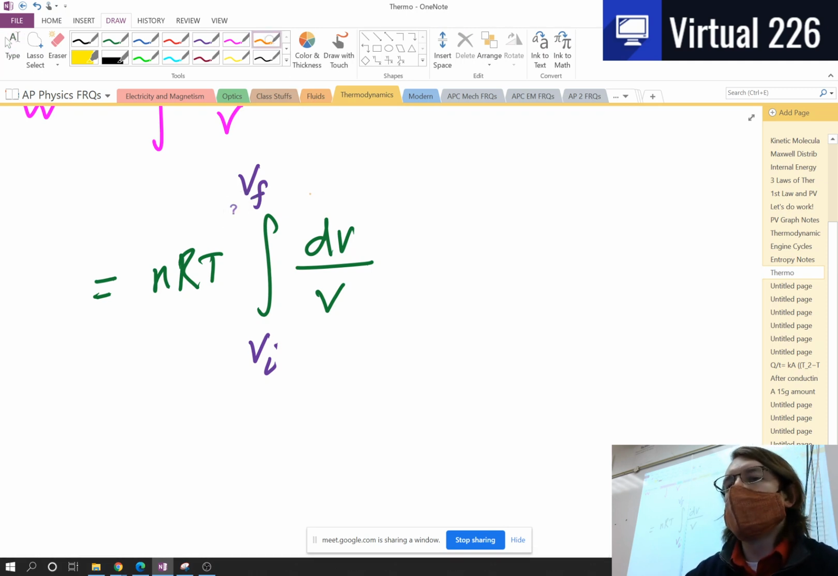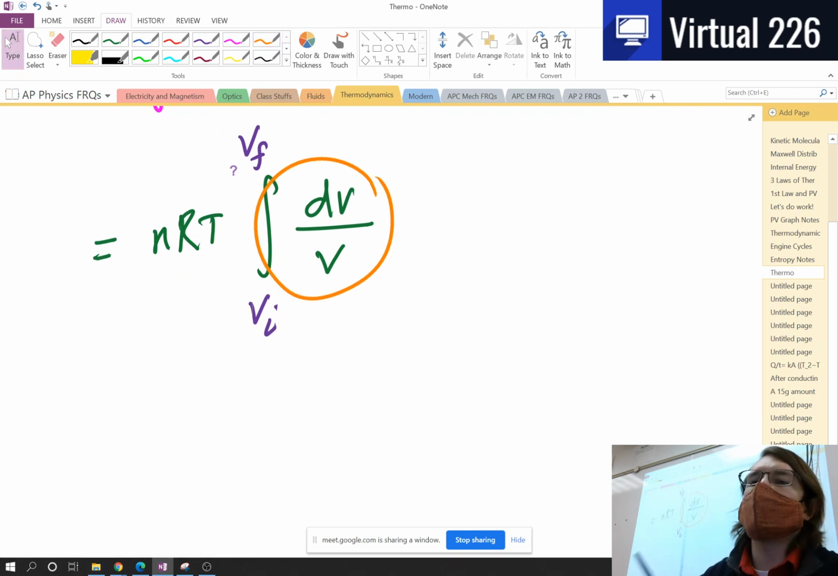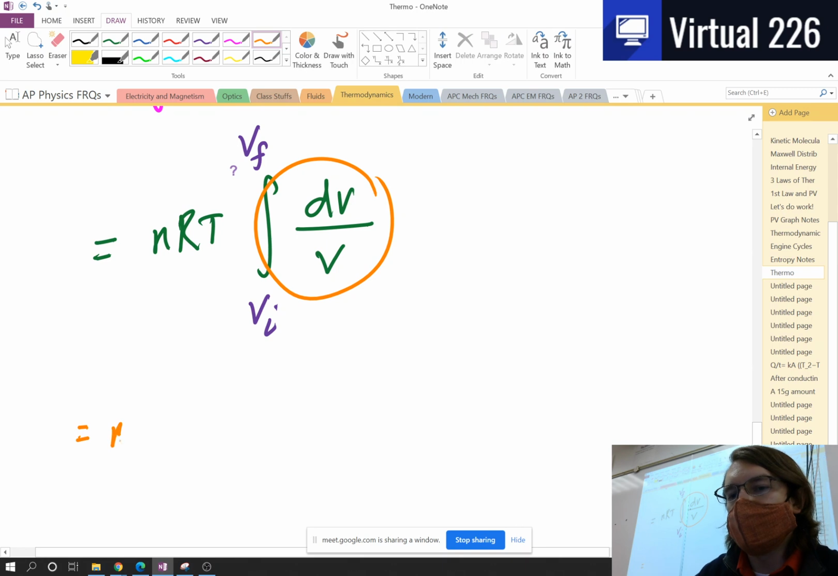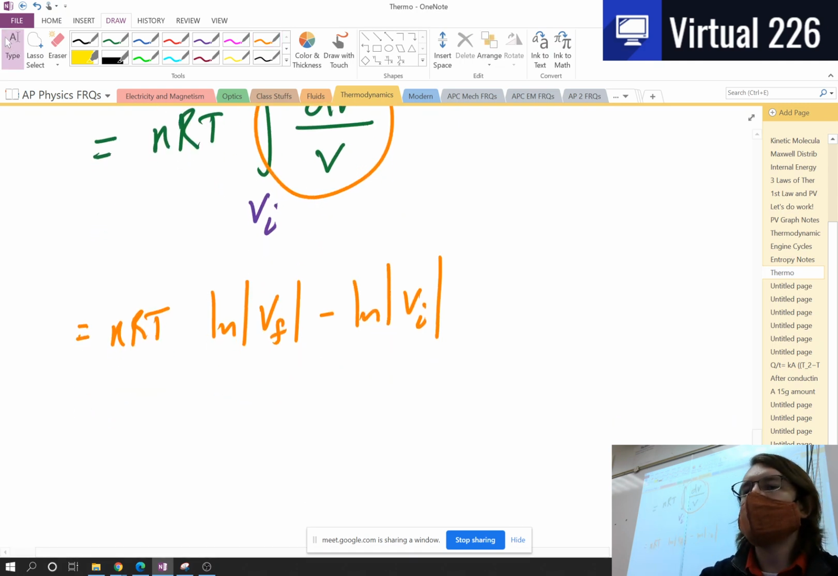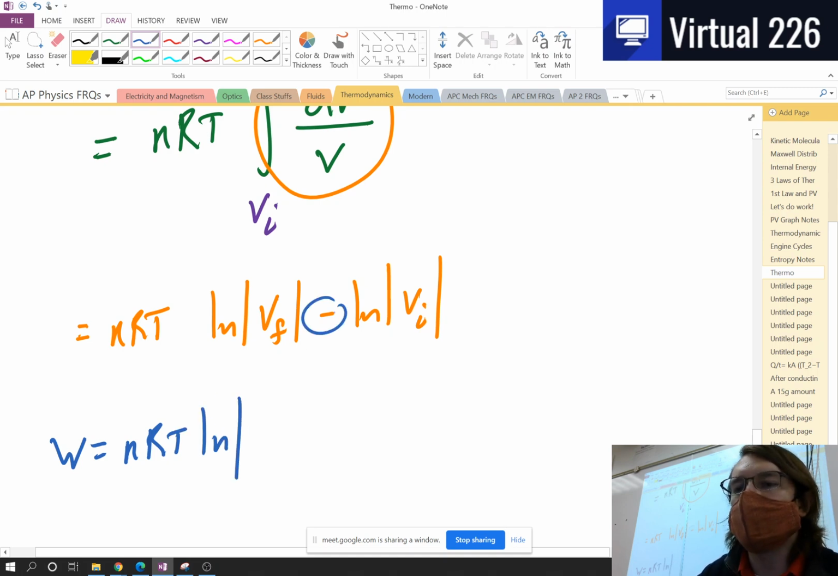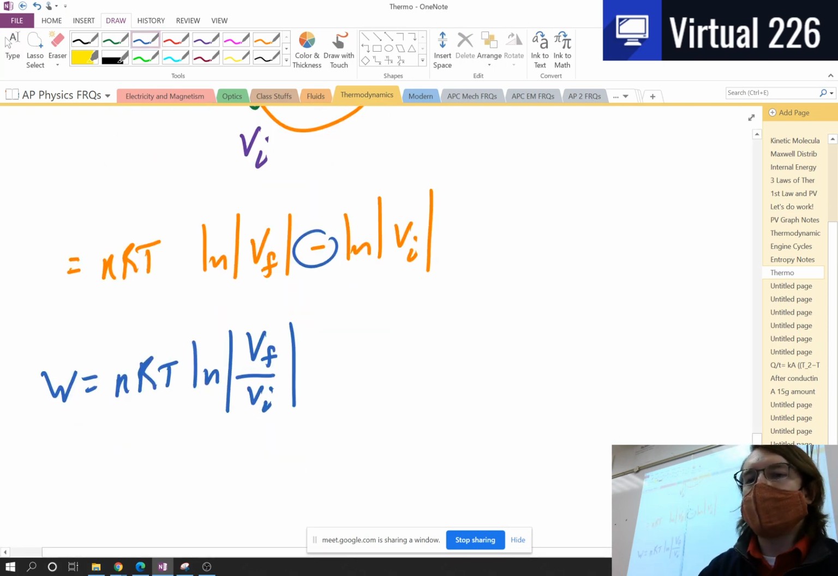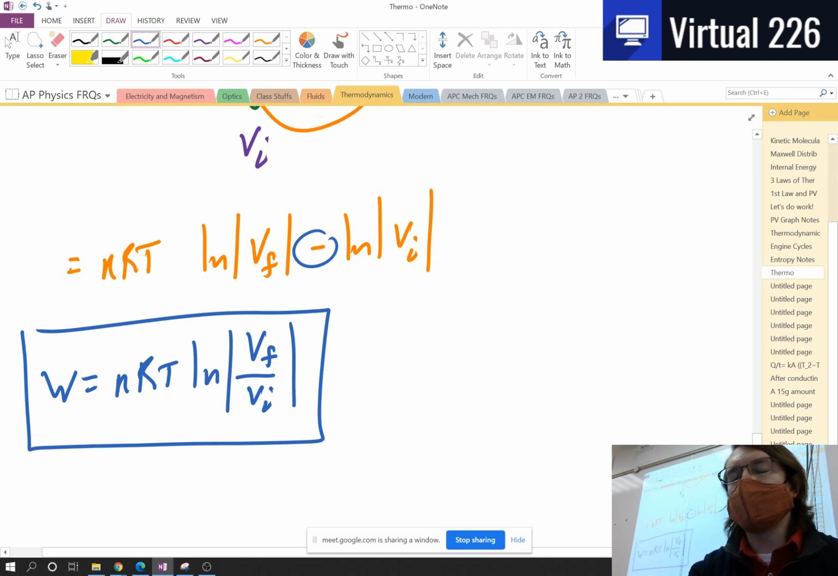So this integrand here will just become the natural log. And then when we do our top minus bottom, what we're going to have here is our constants nRT multiplied by the natural log of VF minus the natural log of VI. And then if we wanted to apply a fancy logarithm rule right here, we can say that this work equals nRT multiplied by the natural log of, well, when we subtract logs, that's really dividing by that quantity. So we can say this is VF over VI. And that is the work done by an isotherm.